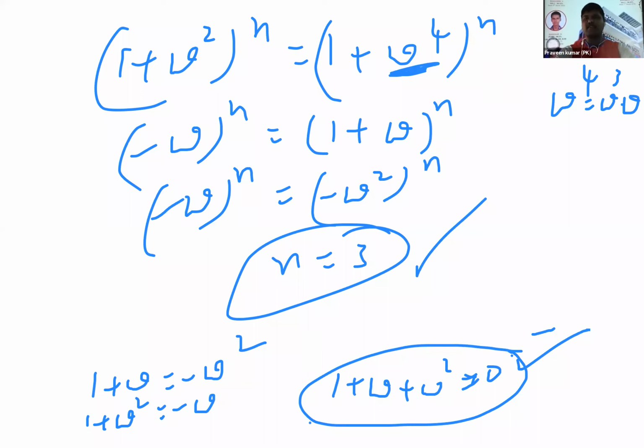This formula: 1 plus omega square is 0. From that formula, 1 plus omega is minus omega square. Similarly, 1 plus omega square is minus omega. So I am explaining each and everything very clearly to you. I am not writing any direct step in this question. Okay.